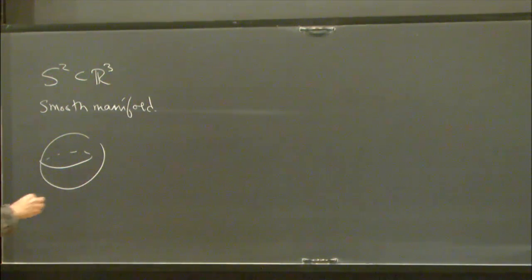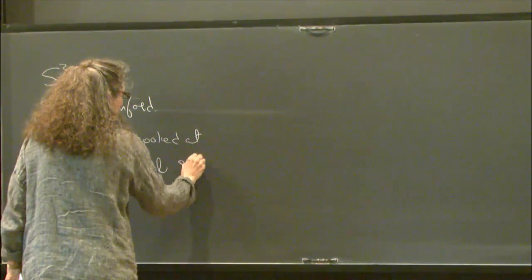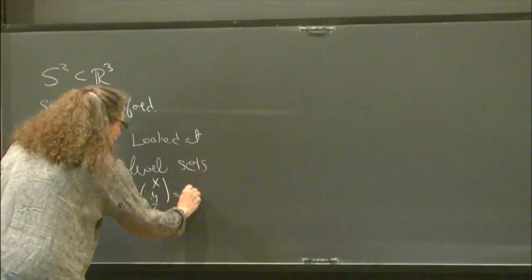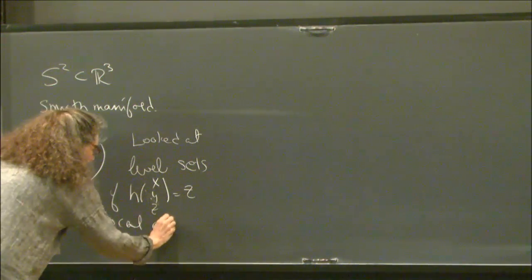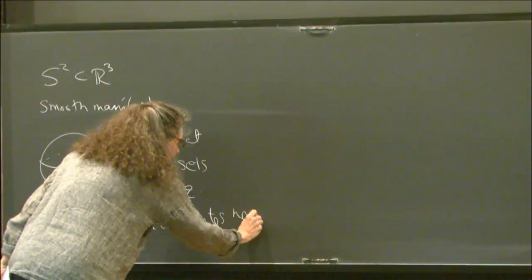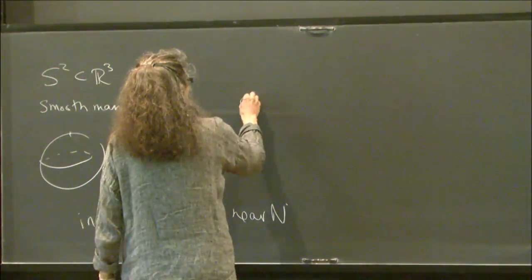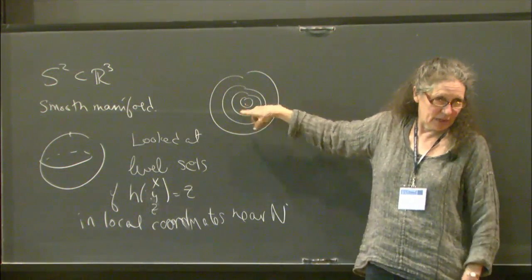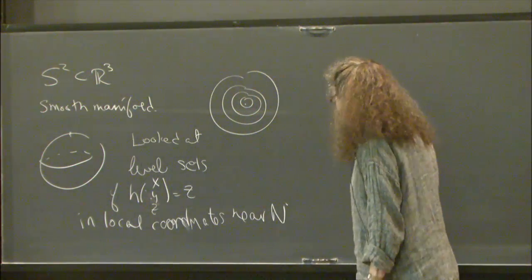And we also looked at the level sets of the height function, the function h of x, y, z is equal to z, in local coordinates on the sphere. Local coordinates near the North Pole on the sphere. And we saw that the level sets look like this. It's not surprising, but we looked at it in local coordinates. We see that there's actually a local maximum, right, of the height function, as there should be, right? But you can tell from the level sets that there's a critical point there.